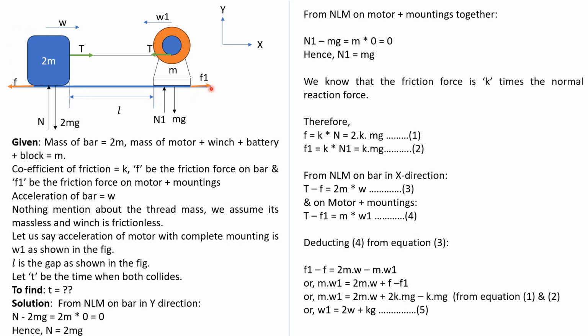This is your bar and this is your motor battery kept on a block, whole thing together. The mass of this entire thing is m, and the mass of the bar is twice of this entire thing, that is 2m. Both the bar and the motor shaft are connected with the thread. So when the motor is switched on, the shaft starts turning, so the thread starts wrapping on this shaft. And at that time, when the motor is switched on, the bar starts traveling with a constant acceleration W towards the motor and its mounting, right?